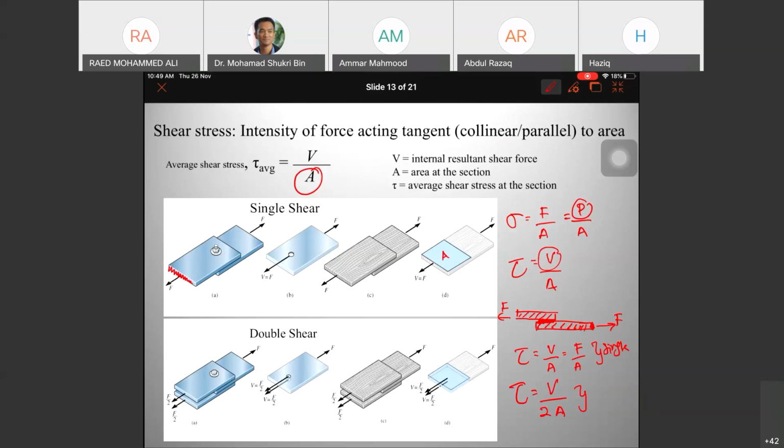Why double? Because you have two contacting areas: an area at the top and an area at the bottom. So you have to put two areas here, 2A. This is the formula for single shear, and this is the formula for double shear. Single and double shear are used when we want to study the shear stress at the pin.